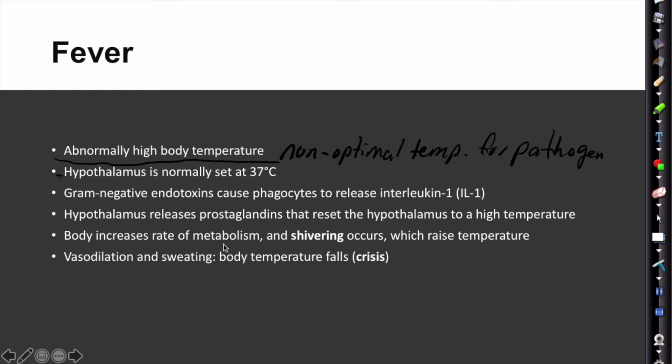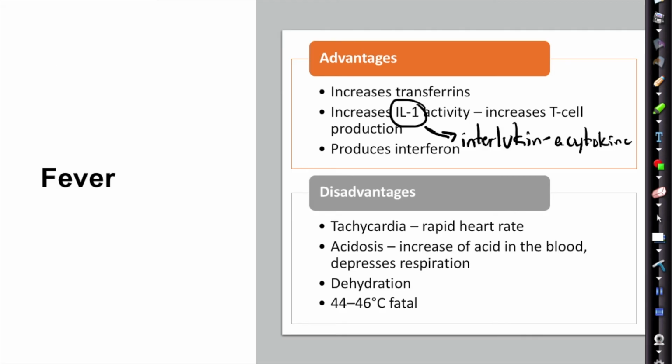And so what happens is you have the increased rate of metabolism and shivering occurs, which raises your temperature. You have vasodilation and sweating, and your body temperature falls, which is when you go into crisis. So the goal of the fever is to make it not optimal for the pathogen. However, if the fever becomes so acute and high that you are now suffering, you can go into crisis. Again, we talked about this already.